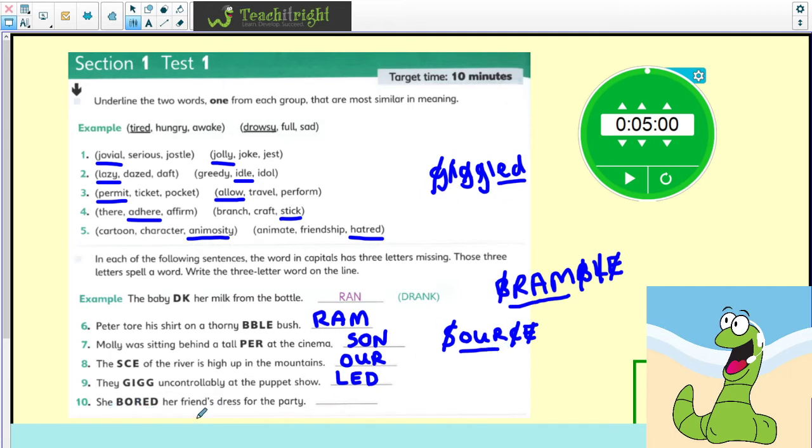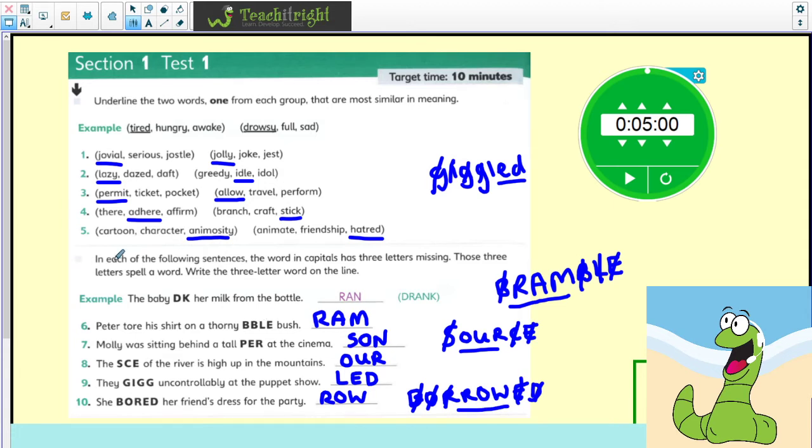She something her friends dressed for the party, and this word is borrowed, and the three-letter word that is missing here is row. So if we were to spell borrowed, B-O-R-R-O-W-E-D, and then crossing out the letters, so we've got the B, the O and the first R, and then if we cross out the ED, row was the three-letter missing word.